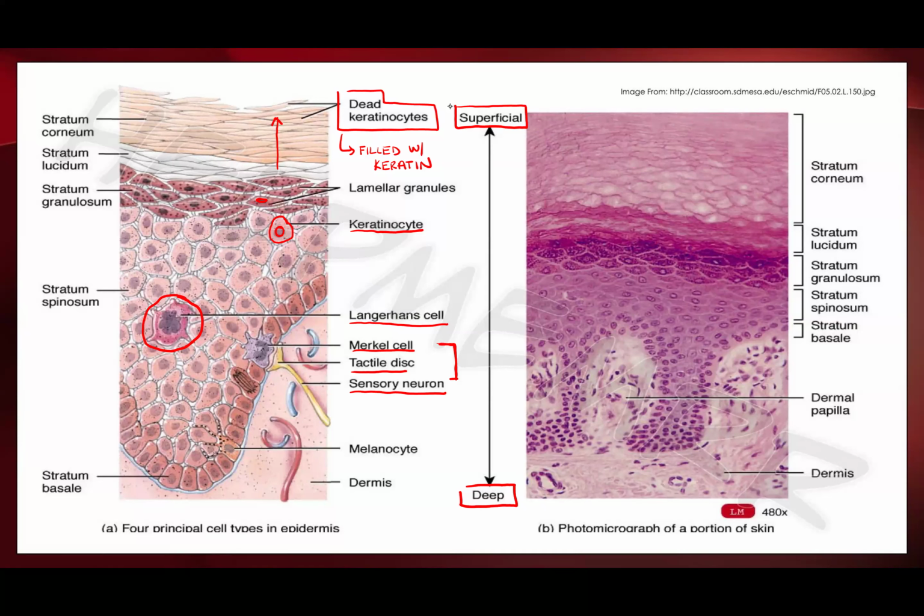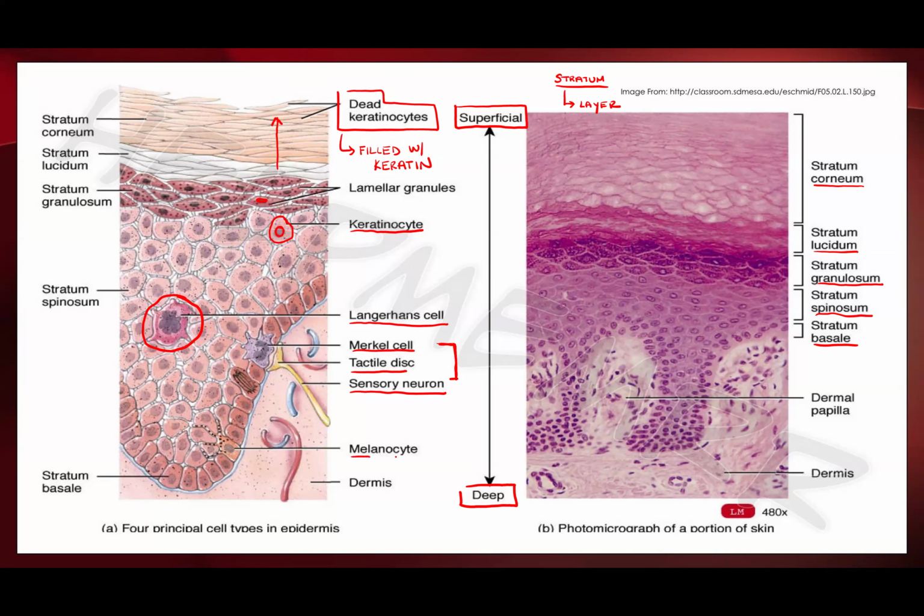And for the layers that we have, we actually use the word stratum. Every time you hear the word stratum, this is going to account for the word layer. So we have the stratum corneum, stratum lucidum, stratum granulosum, stratum spinosum, stratum basale. We'll go over each layer and what we see for each one.